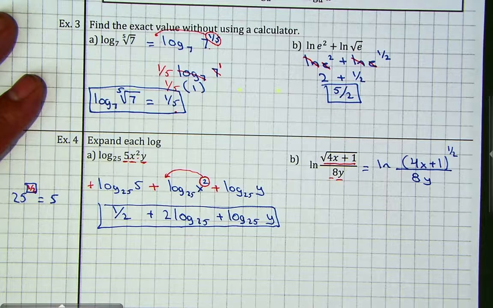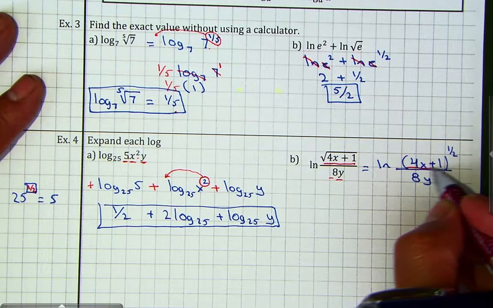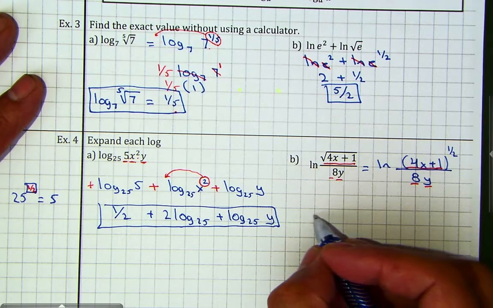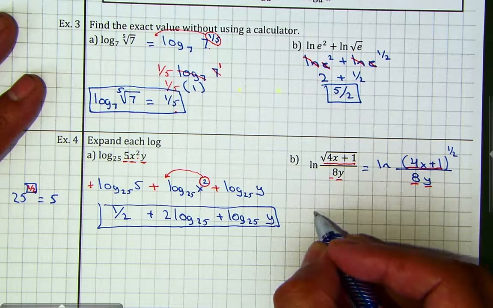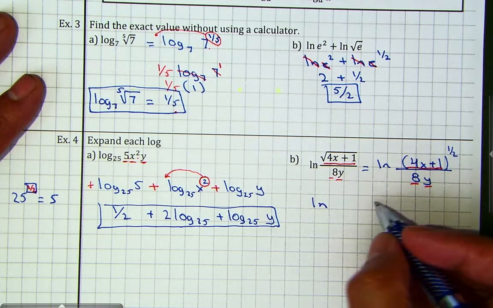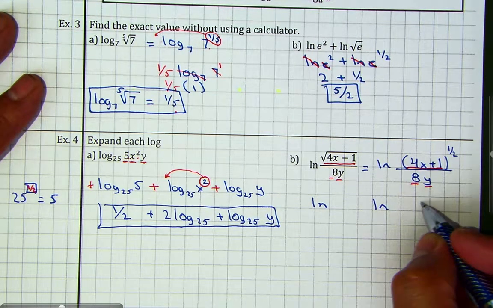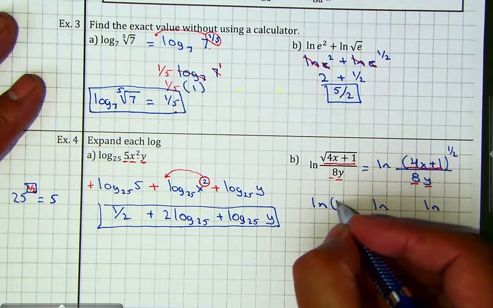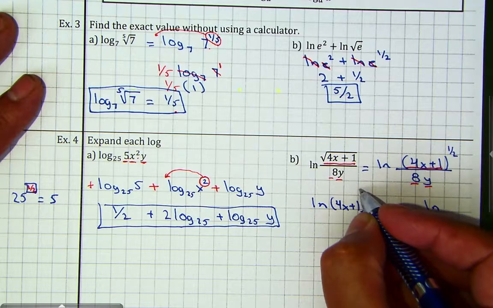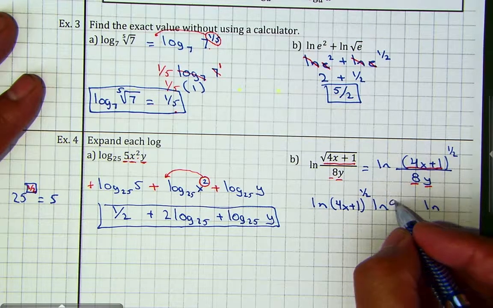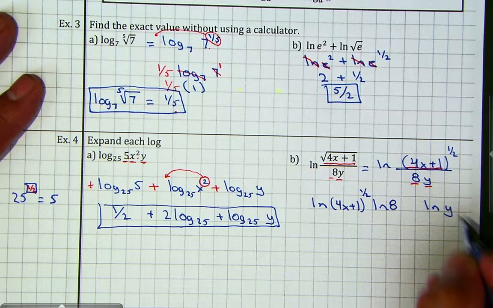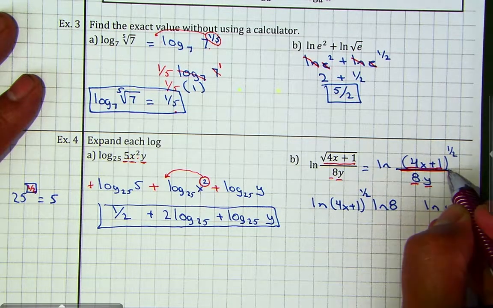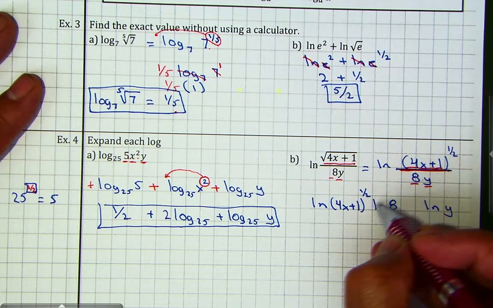So therefore, how many components do I have? I still have 3. 1, 2, 3. So therefore, I'm going to need 3 logs. Log base e, which is ln. So in the natural log, the first one will be for the 4x plus 1 to the 1/2. The second one is for the 8, and the next one is for the y. In this case, they're dividing, so therefore, they both get minus.